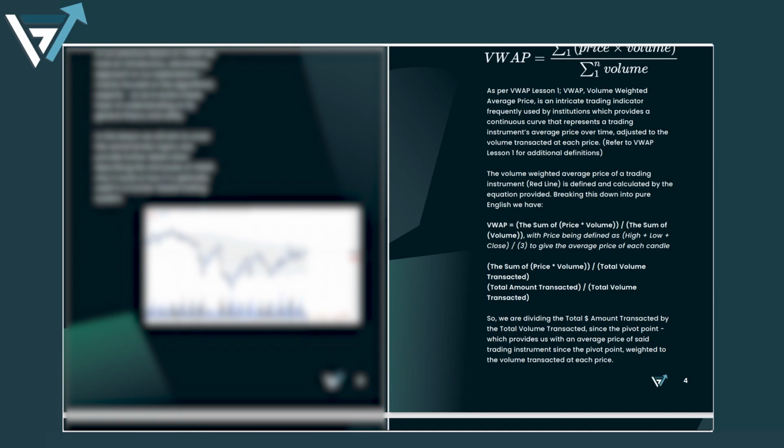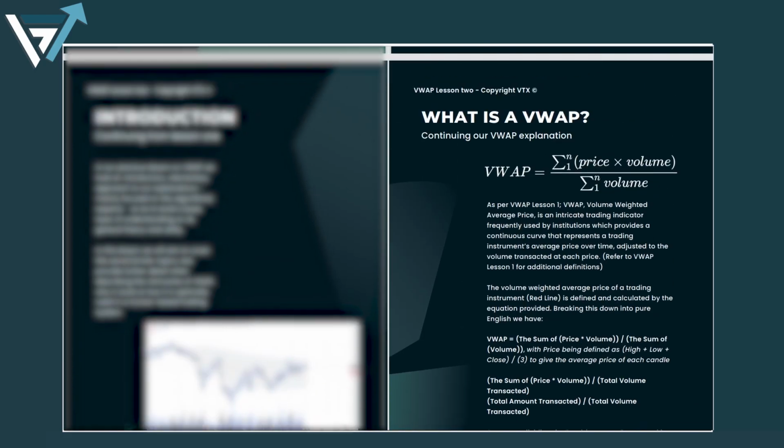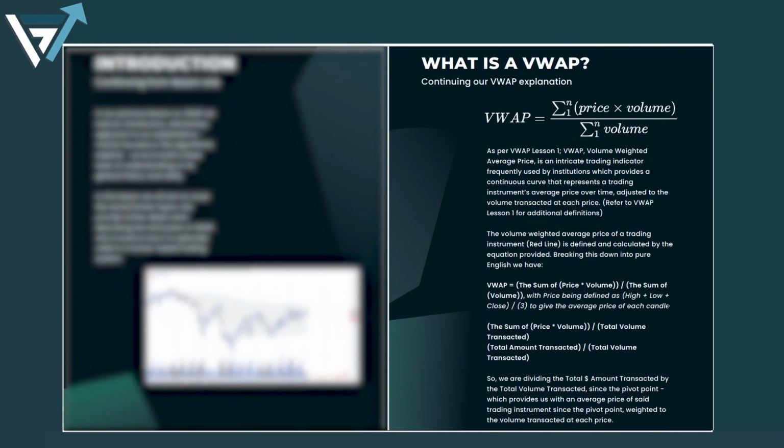Something else which is interesting to note, if we highlight it here, is the price of each candle. We determine the average price of the candle to be the high of the candle plus the low of the candle plus the candle close, all divided by 3. That's going to provide a candle's average price.